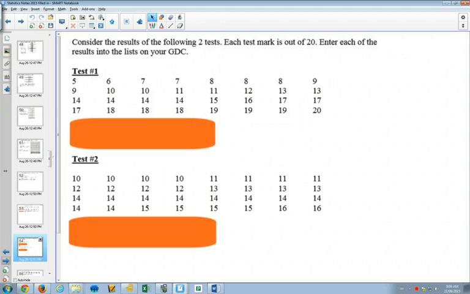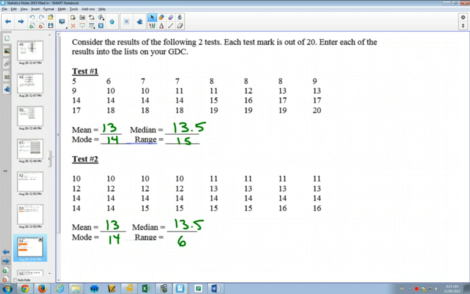So I would like you to enter, let's do this half of the class, enter in test 1, and this half of the class, enter in test 2 into your calculators, into list 1, and then you can calculate the mean, the standard deviation. Well, not the standard deviation yet, but we'll look at all those quartiles and things like that, and we'll look at what's the difference in these two sets of data. Are those the values that you were able to get?